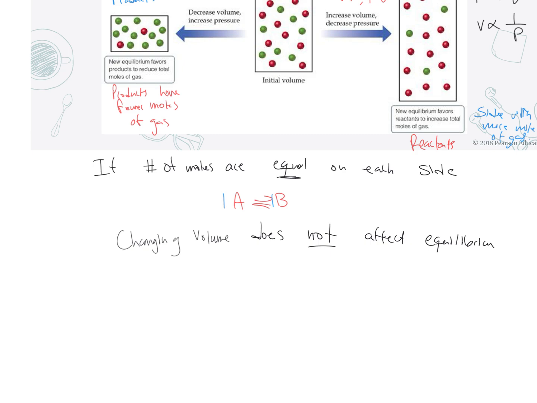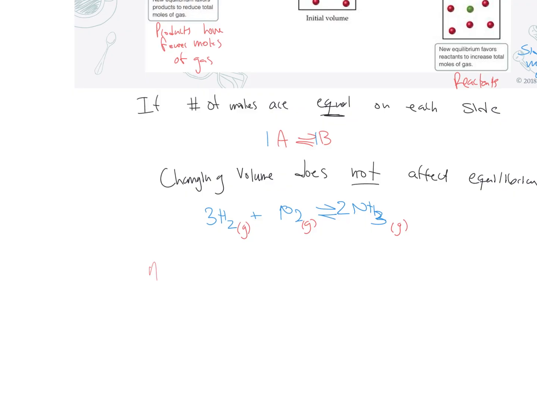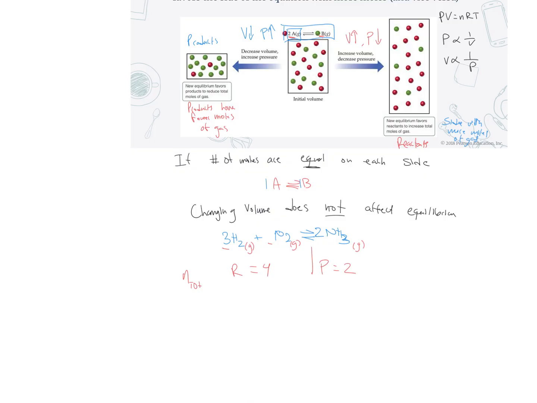And so if we take the example that I showed before, 3H2 plus N2 is in equilibrium with 2NH3. If we look at the phases here, all of these are gases. So in our reactants, if we look at n total for our reactant side, we have 4, 3 plus 1 is 4. For our products, we have 2. And so in this case, changing the volume will change the equilibrium.